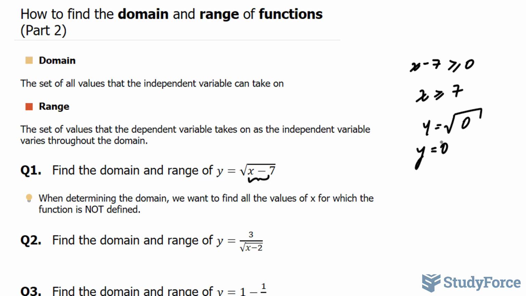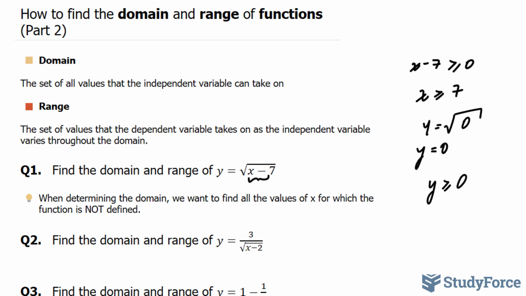Let's try a very big number. Let's pretend that we substituted 1,000,000 into x. If we say the square root of 1,000,000 minus 7, the y is quite large. And the bigger the x value we choose, the bigger y becomes. Therefore, our range is y is greater or equal to 0. Anything greater or equal to 0 is allowed for our range.